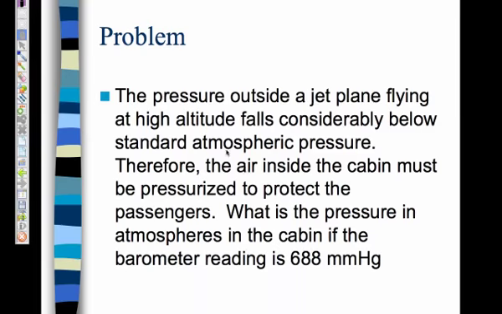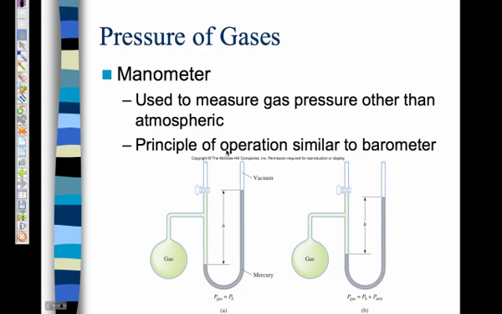Okay, so the pressure can also be measured by a manometer. A manometer measures anything outside of atmospheric pressure. So if you just want to know the pressure of a gas, you have this gas in a container or a flask. It'd be connected to this U-tube, and this U-tube is filled with mercury.